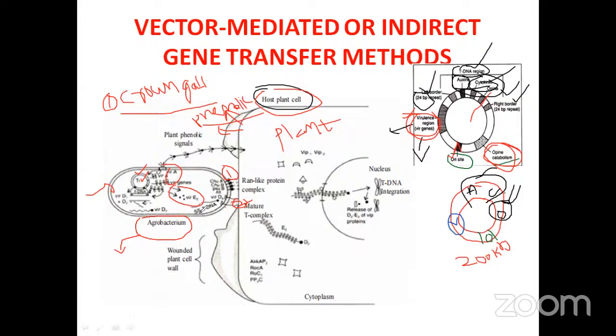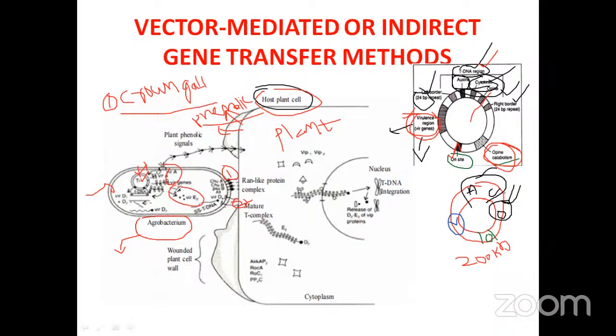Next, production of tDNA strand. The right and left border of the tDNA, this region. The right and left border of tDNA are recognized by virD1 and virD2, which are released from the virulence gene. These proteins are involved in the production of single-stranded tDNA, which gets attached for the transfer of tDNA of Agrobacterium.